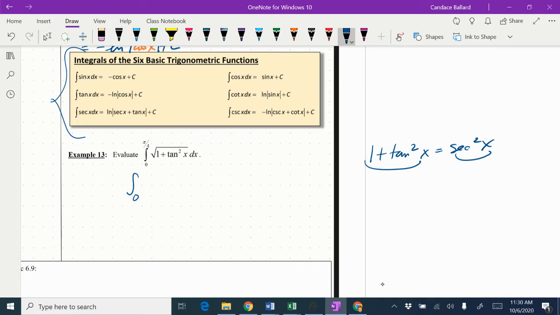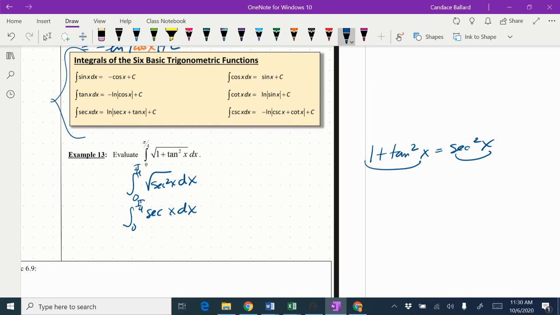So I'm going to go the integral from 0 to pi over 4 of the square root of secant squared x dx. So I applied a trig identity. Now I'm going to take the square root of that because I can. So 0 to pi over 4 of secant of x dx.